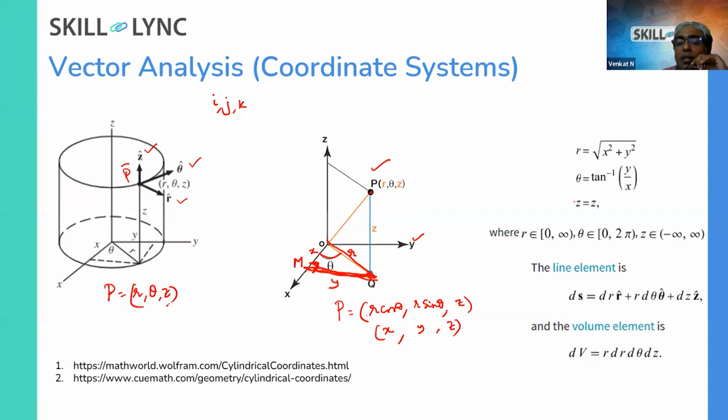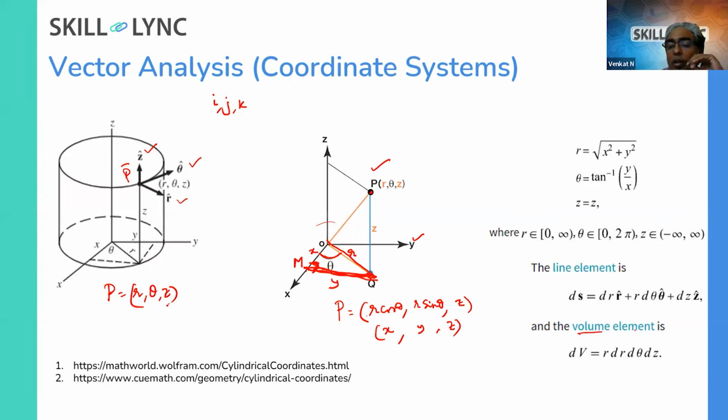So theta is nothing but tan inverse y by x, right? Very clear. And Z is equal to Z. And r can obviously extend from 0 to infinity. So this is your r. The r vector has unlimited bounds, but it's positive, obviously 0 to infinity. Theta can vary from 0 to 2 pi, so theta can make a complete circle. As for Z, it can go from minus infinity to plus infinity, even in the negative direction, right?